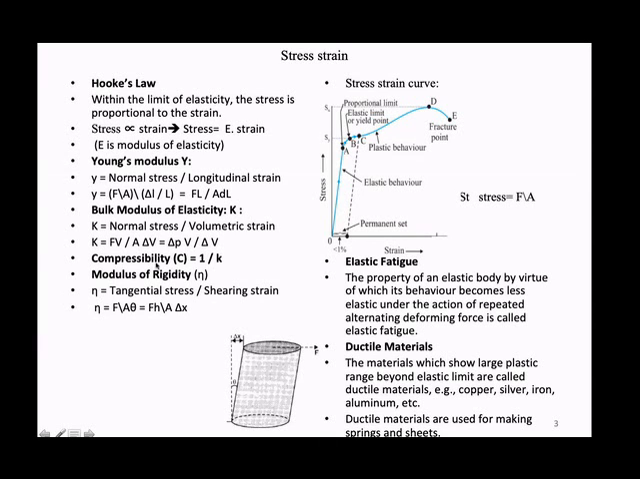Now, what is compressibility? Compressibility is defined as the reverse of bulk modulus. Bulk modulus is opposing the compression, but compressibility is allowing the compression. So it is defined as 1 by K.